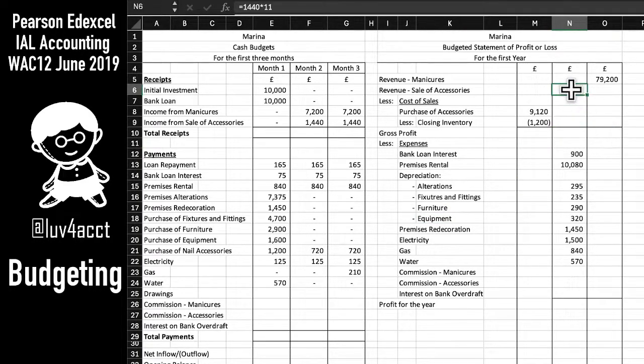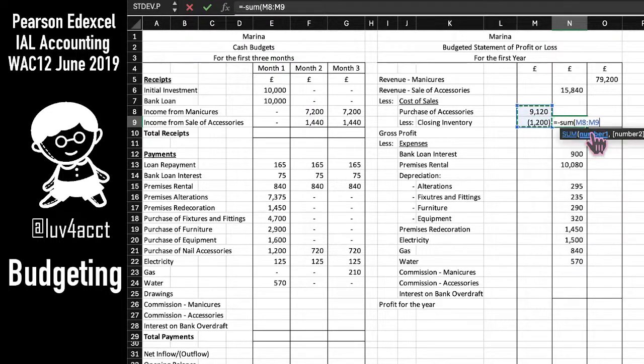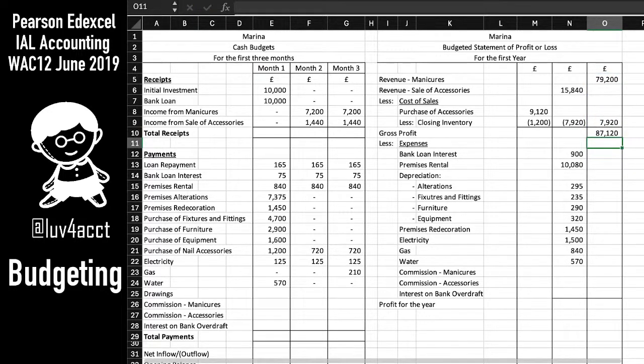Okay, so this is again 11 months. So until now we can finish the first part here. Negative sum here. Okay, and then from this one we can calculate the gross profit for the sale of accessories. So here. Okay, it would be like this.